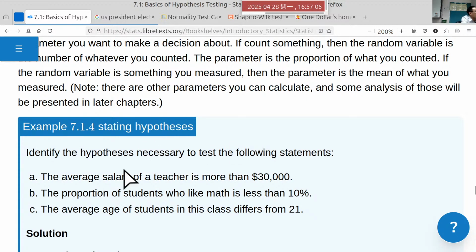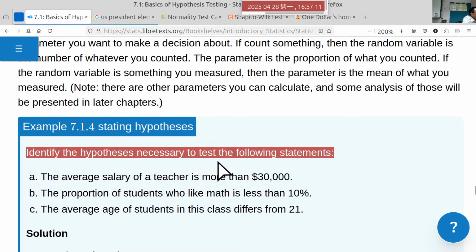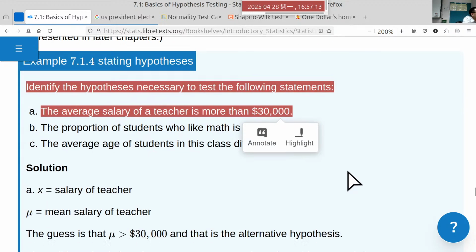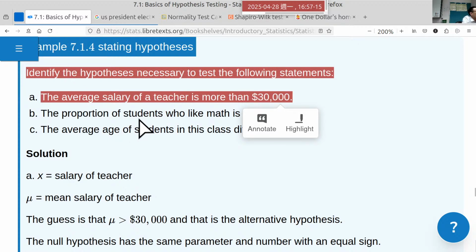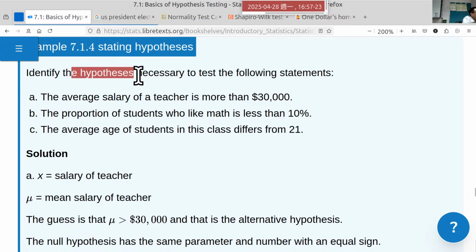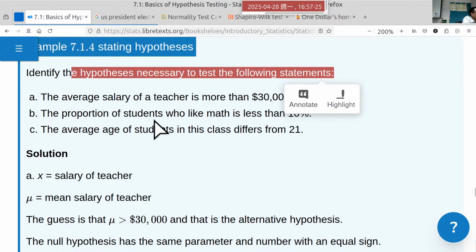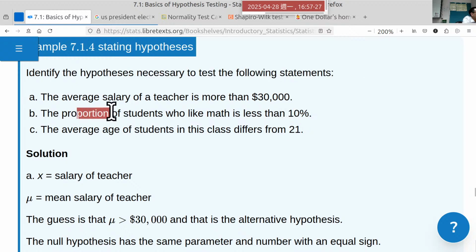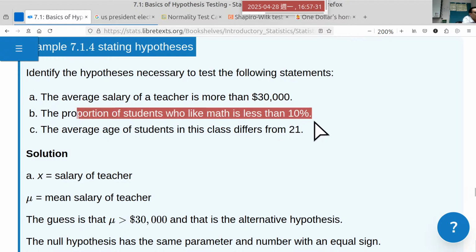Let's check this example 7.1.4. Identify the hypotheses necessary to test the following statements. The first: the average salary of a teacher is more than $30,000. Okay, it's a statement. Identify the hypotheses necessary to test this one. The second one: the proportion of students who like math is less than 10%. Do you like this statement? Is it true or not?